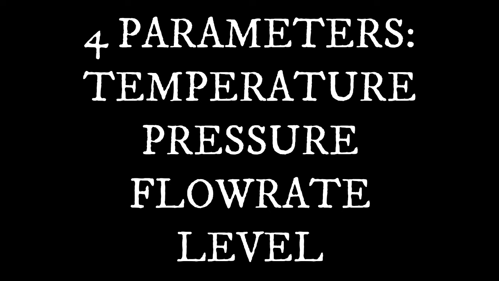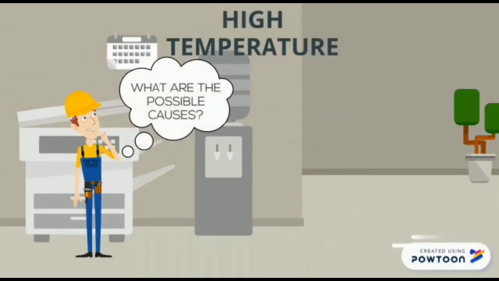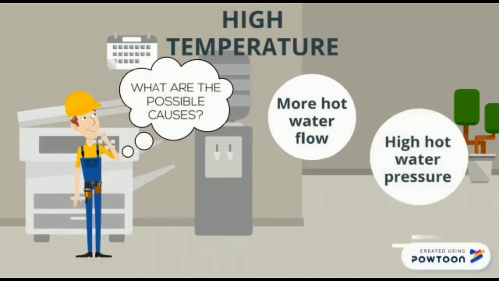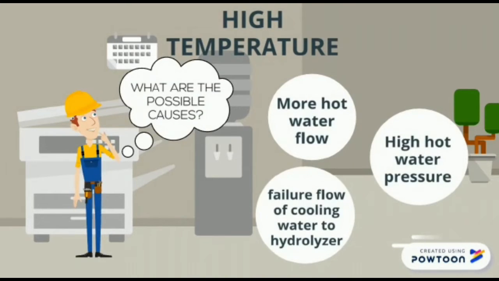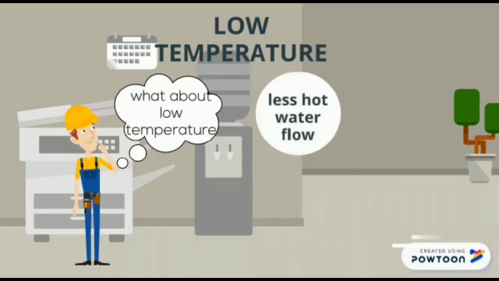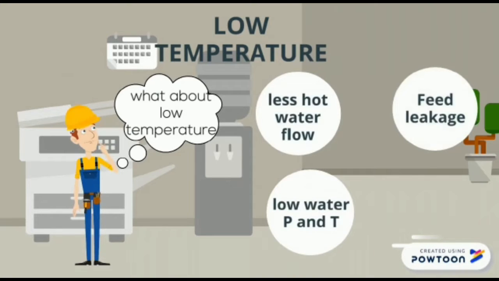In the HAZOP study, there are 4 parameters of the hydrolyzer, which are temperature, pressure, flow rate and also level. So I will explain temperature and pressure parameter. The possible causes for high temperature are more hot water flow, high hot water pressure, and also failure of flow cooling water to cool the hydrolyzer. For low temperature, the possible causes are less hot water flow, low hot water pressure and temperature, and also feed leakage that causes heat loss.